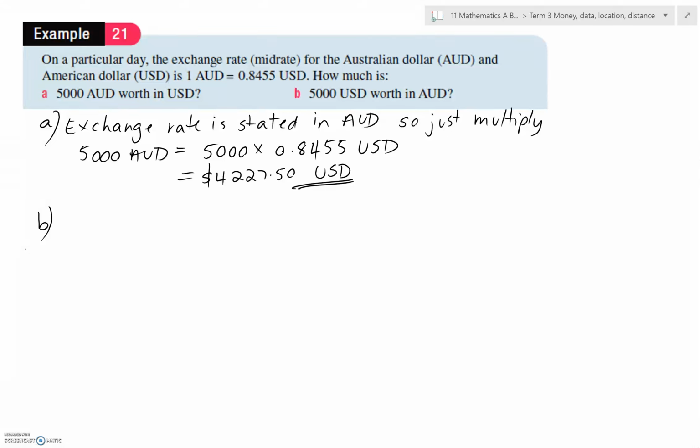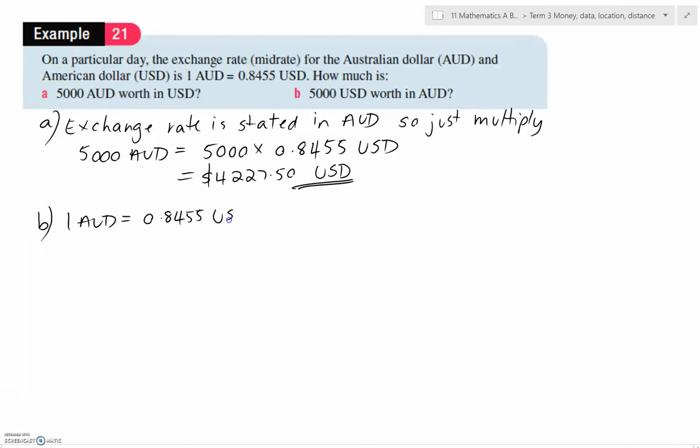All right, part B, 5,000 US dollars. So we've got 5,000 US dollars. We need to figure out how much that's going to be in Australian dollars. So if we think about it logically, we're going to end up with more Australian dollars than US dollars, because each one of our dollars is worth less. So it's going to take more Australian dollars to get 5,000 US dollars. So let's work through this one.